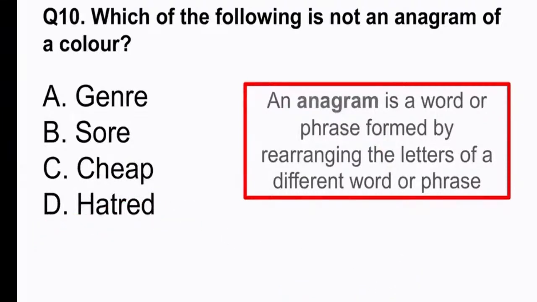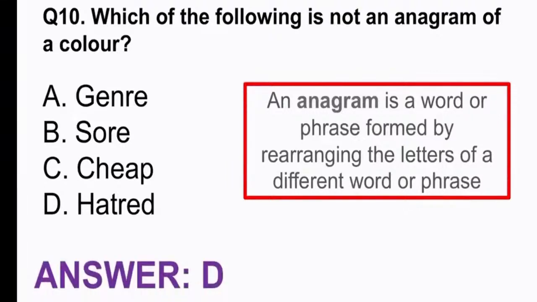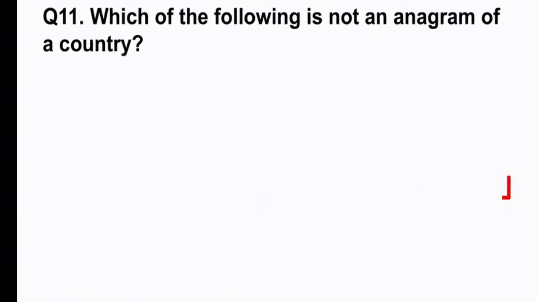Okay, so I think A, we can form the word green. B, for saw, we can form the word rose. C, we can form the word peach. But D, I think that's an anagram of thread. Okay, so the answer is D, because it says which of the following is not an anagram of a colour.